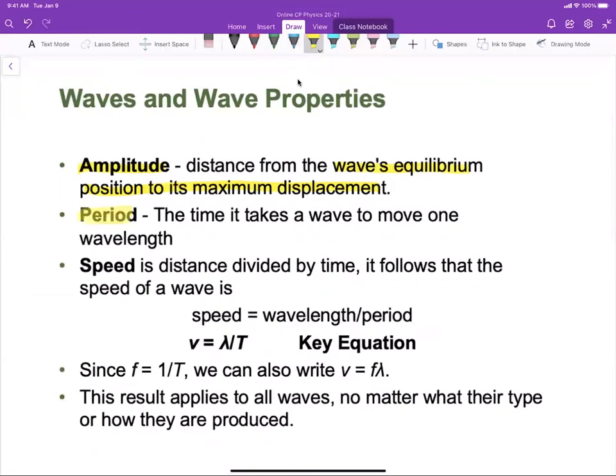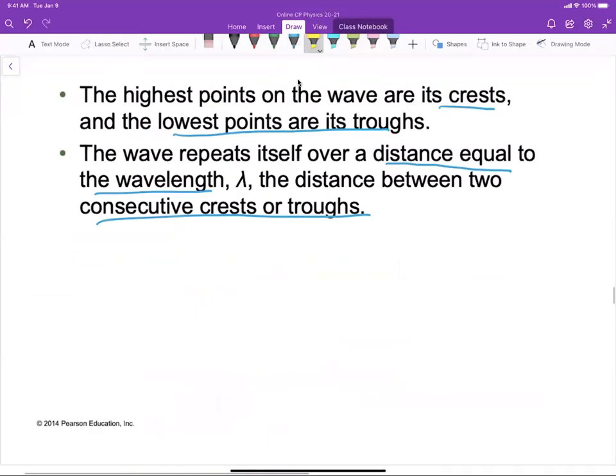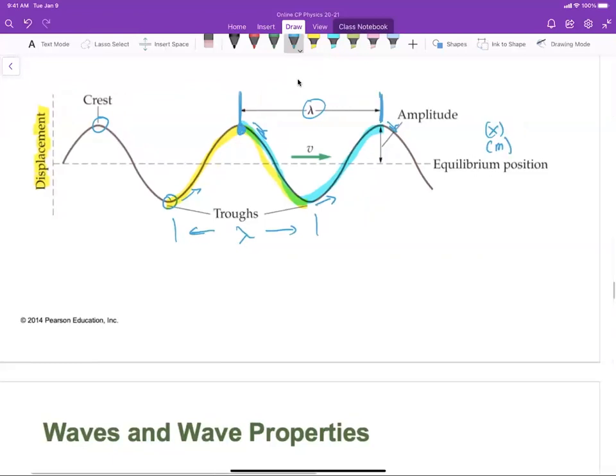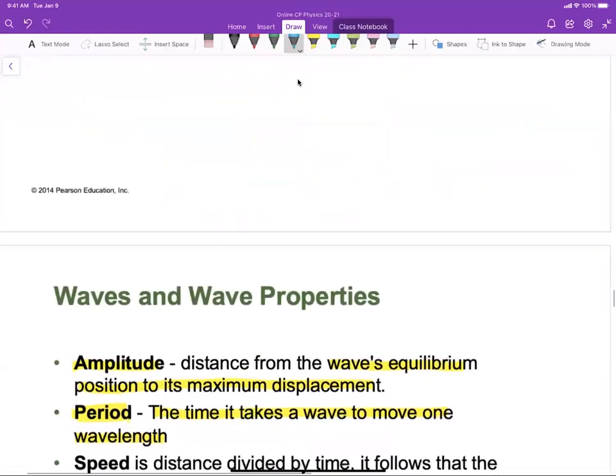We've learned about period, and we know that that would be the time it takes for a wave to move one wavelength. So we need to take a look at that again. As it moves, the time it takes for this spot of energy to move to this spot is one cycle, so that would be its period.